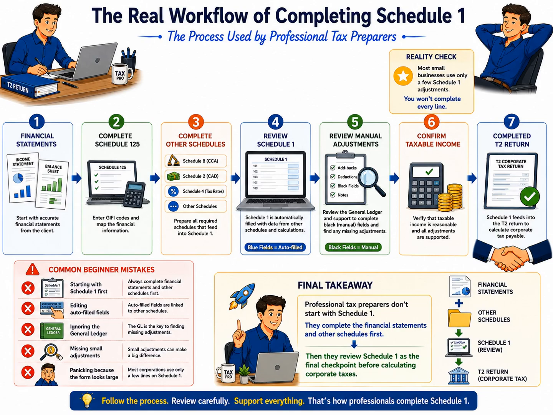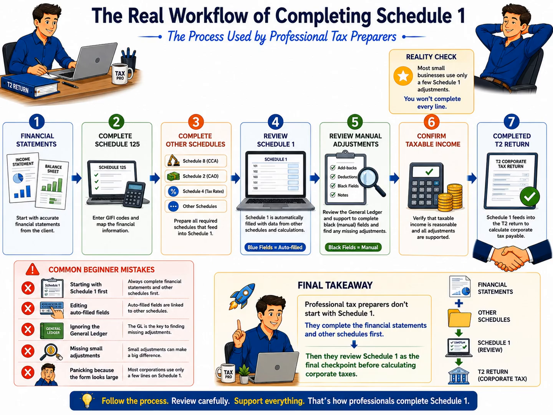The next step is reviewing the corporation's general ledger and supporting documents. This is where you'll identify expenses that need to be added back, deductions that may have been missed, and any manual entries that cannot be generated automatically by the software. Once all adjustments have been made, review the corporation's taxable income. Ask yourself whether the result is reasonable and whether every adjustment is supported by the accounting records and the Income Tax Act. After completing this review, the information flows into the T2 corporate tax return, and the corporation's tax payable can be calculated.